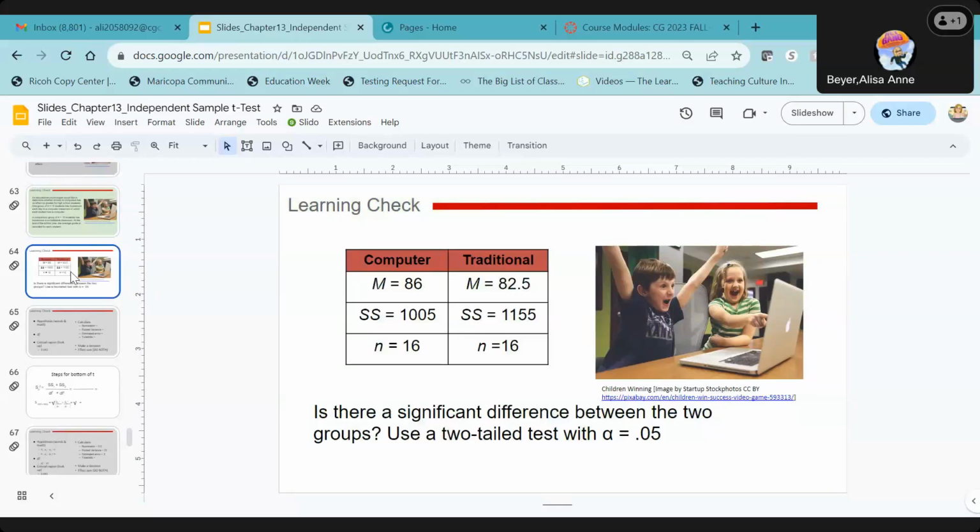The computer classroom had an average grade of 86 out of 100. The traditional classroom had a score average of 82. You're given your sum of squares, which can be turned around and used to create our new pooled variance. Each class had 16 students, so that ends up being 32 total participants. T for two independent t-tests is two different groups, so each group had a separate 16 students. The way the question is phrased, is there a significant difference between the two groups, shows a non-directional research hypothesis. It's also a two-tailed test with alpha 0.05.